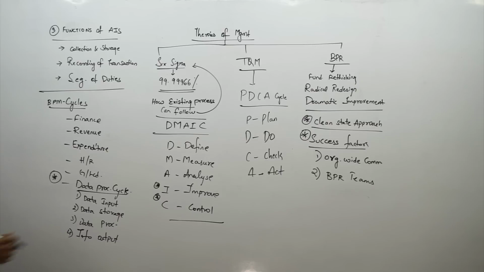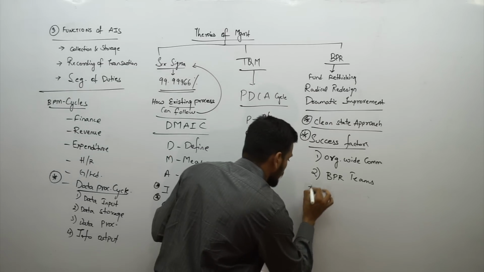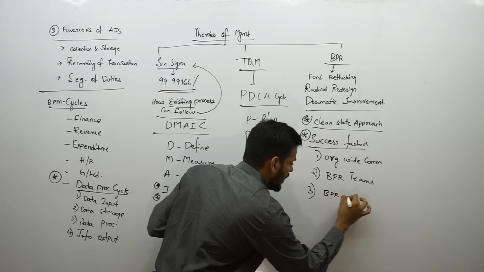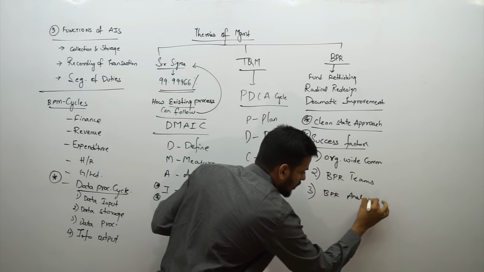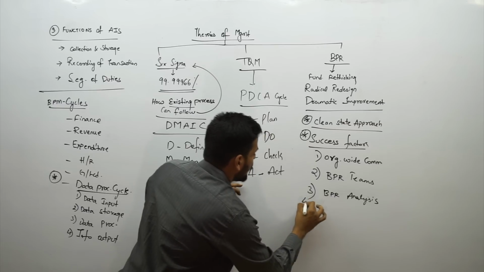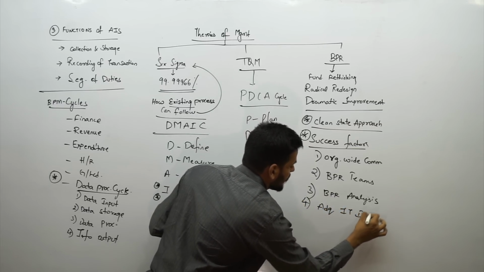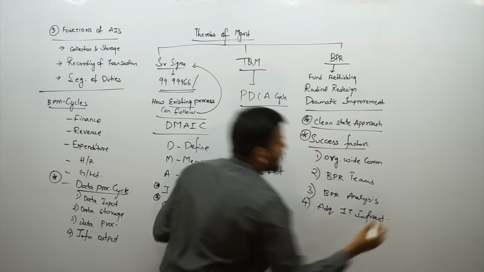Right, then all that I need to do here is BPR analysis, step number 3. Then 4, have adequate IT infrastructure. What do you mean by having adequate infrastructure?